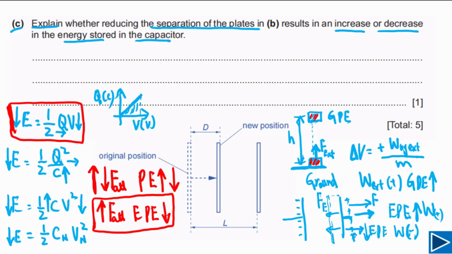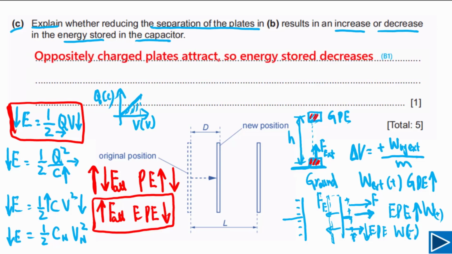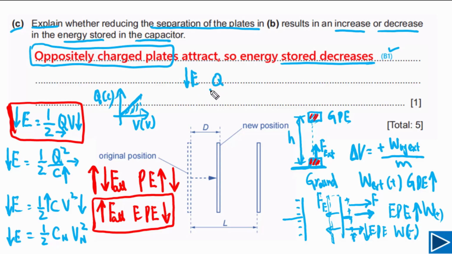Now let me show you the answer, what you need to write down. So this is how you can write down the answer, and this is also actually given in the mark scheme. If you write down opposite charge plates attract each other, so the energy stored decreases. As we have seen here, when the attractive force between charged plates increases, electrical potential energy decreases. And this question has only 1 mark. If you write down this point, you will get it. You can also simply say that energy decreases because Q stays same and V decreases. So that's the reason energy stored in the capacitor decreases when the plates are moved closer.